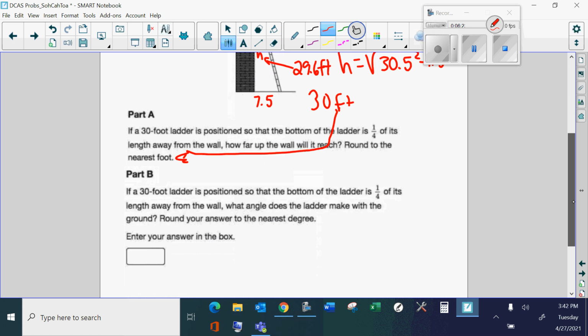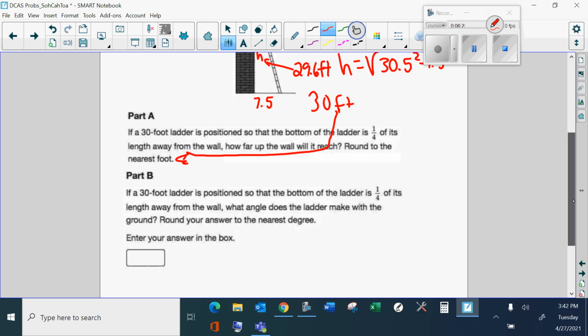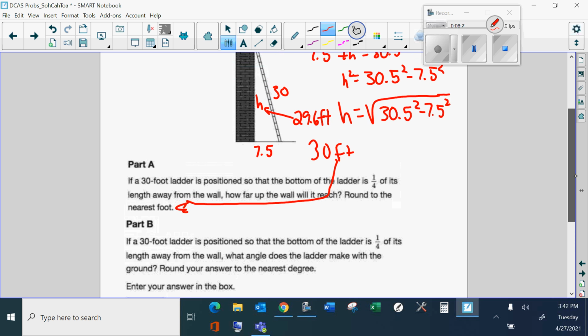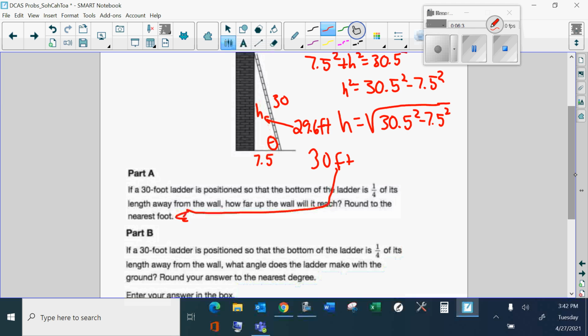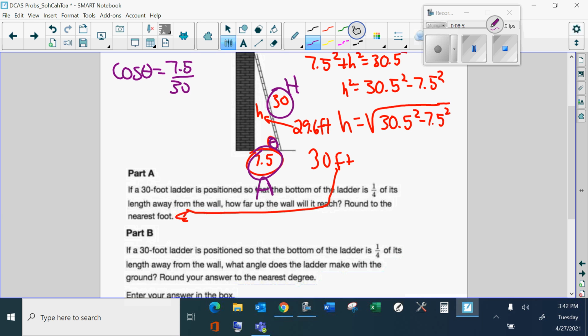Okay, this one, they want to find the angle the ladder makes to the ground. So they want you to find that theta right there. Now, don't forget, we cannot use this 29.6 because that's a rounded answer. You have to use exact answers, which are the two they gave you, the 7.5 and the 30. So from this theta, that angle right there, this is the adjacent, this is the hypotenuse, so it's a cosine of theta equals 7.5 over 30. So to solve for theta, it's an inverse cosine of 7.5 over 30. Okay.